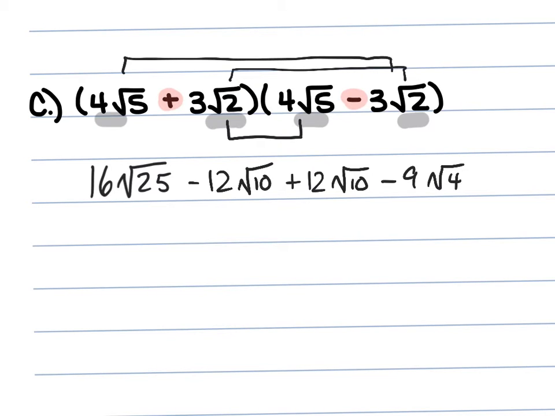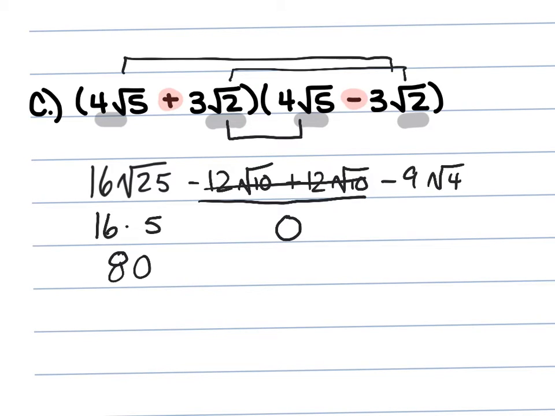Okay, good. Let's do any simplifying we can do. What's the first thing we can simplify? Negative 12 square root of 10 and positive 12 square root of 10. We can cancel those. What does that become? 0. Okay, what about the others? 16 times 5. Oh, sorry. That's 80.